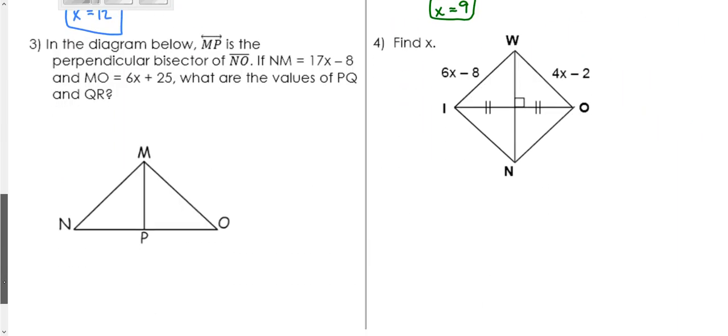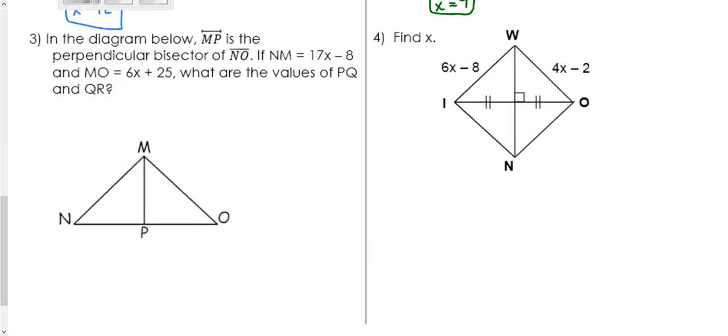Alright, why don't you try to do number 3 and number 4, and then you can unpause this and check to see if your answer's right.